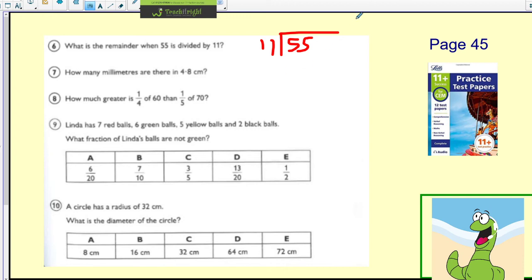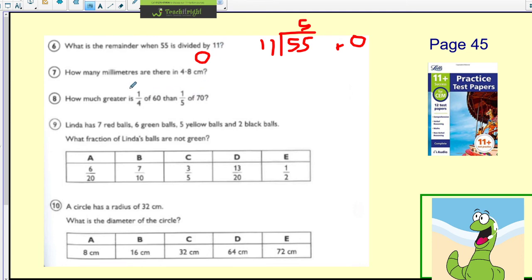And for this one, 55 goes in 5 times. So the remainder, I think, will be 0. No remainder. So the answer to that question is 0. Bit of a trick question there, not very nice, but as long as you go through the process, double check everything. Once you've worked out what it must be, that's what the answer must be.